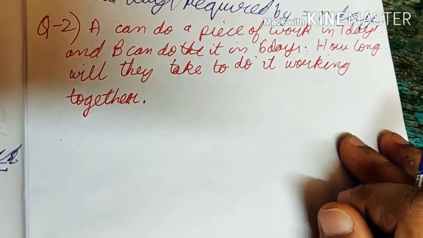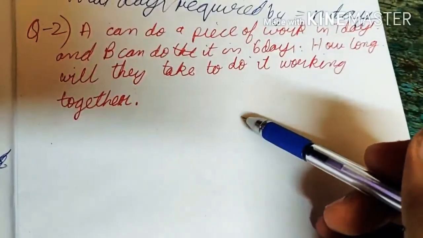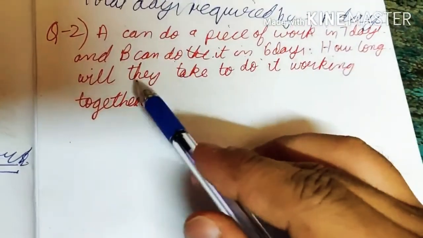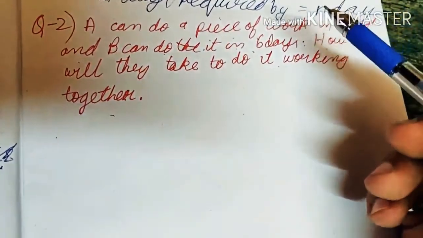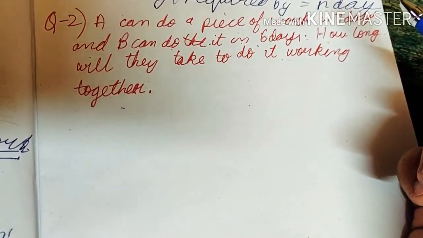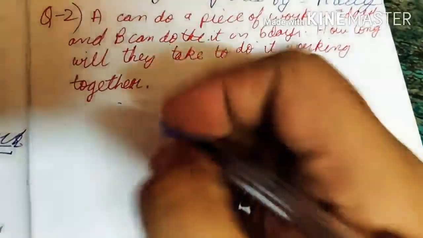So this is our first question. The question says that A can do a piece of work in 7 days and B can do the work in 6 days. If they are working together, how many days will they take? Means if they work together, how many days can they completely complete the work.